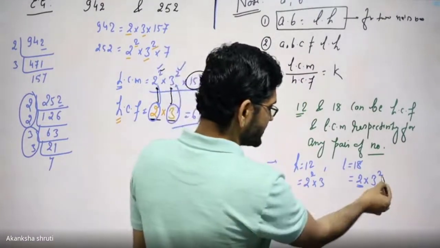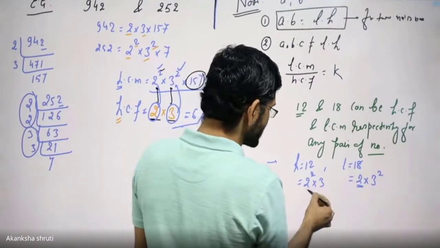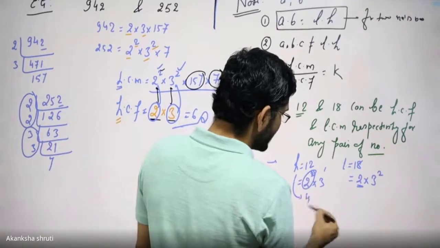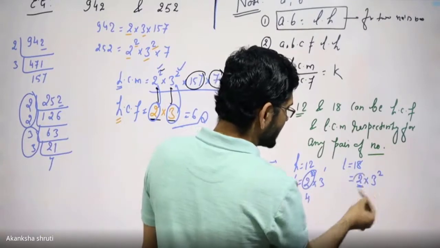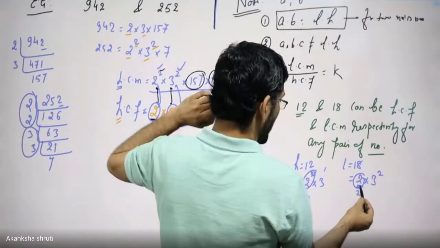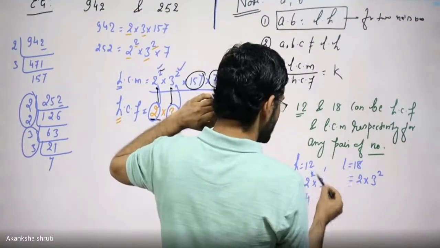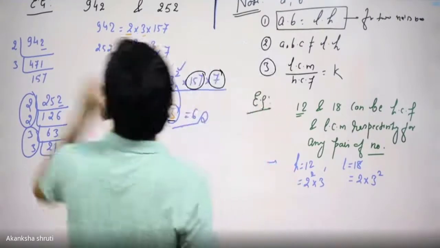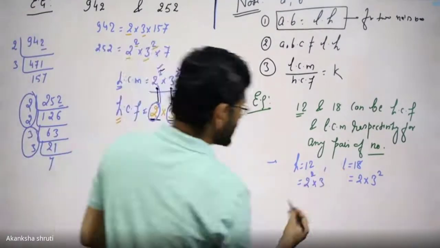Though for the 3, there is 3 square, that doesn't matter. But here we have this 4. So 4 is there, but here only 2 is there. Means all the factors in HCF are not present in our LCM. Therefore, such a pair is not possible.